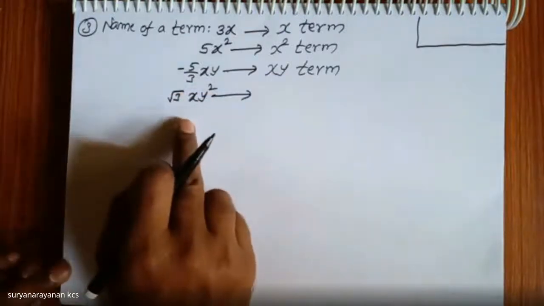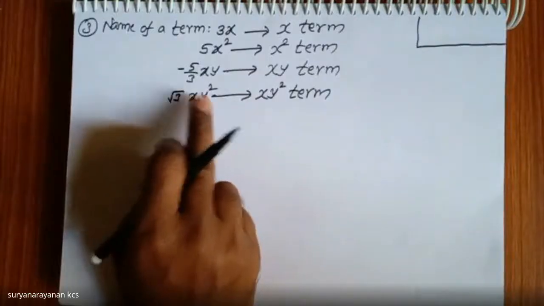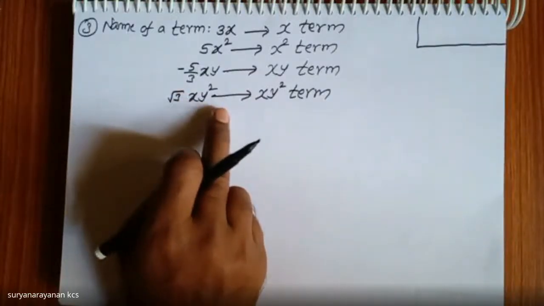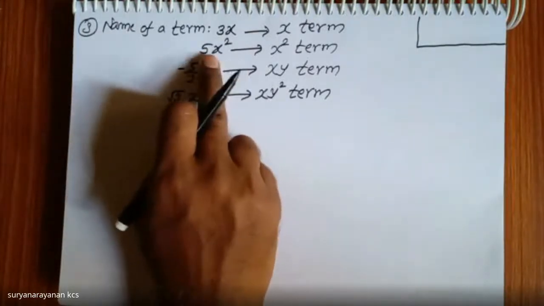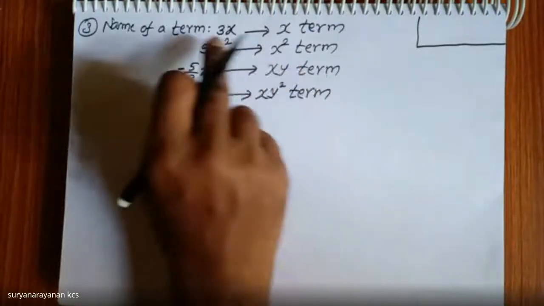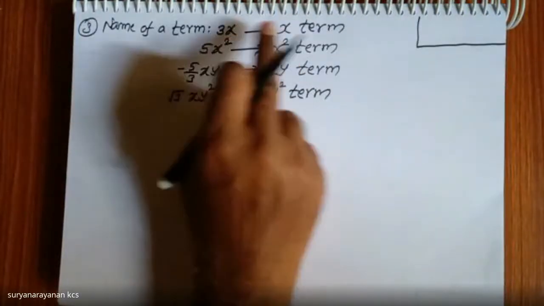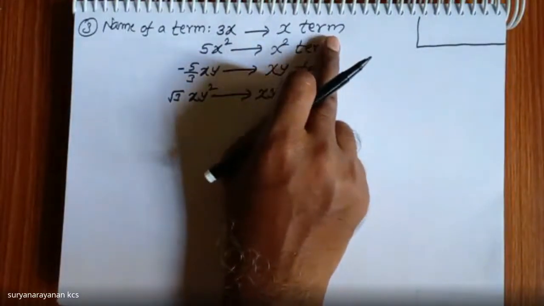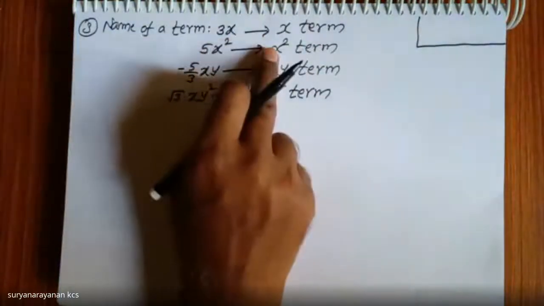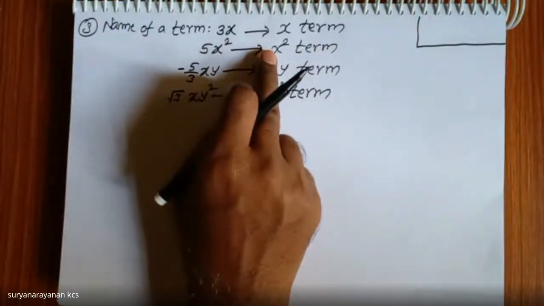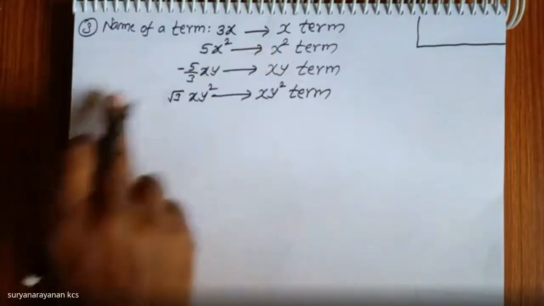What is the name of this term? Sir, x y square. You have to tell me like this. What is this term called? XY square term. What is this term called? XY term. What is this term called? X square term. What is this term called? X term. Like this, you should know how to name a term, how to call a term, how to pronounce a term. Okay, my children.